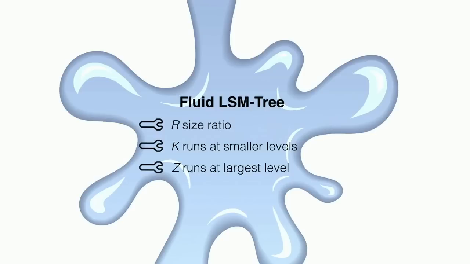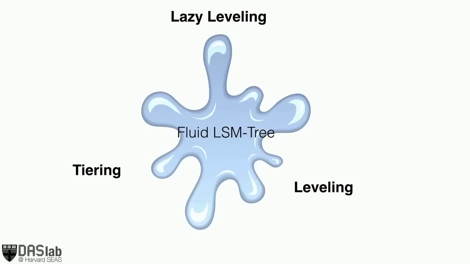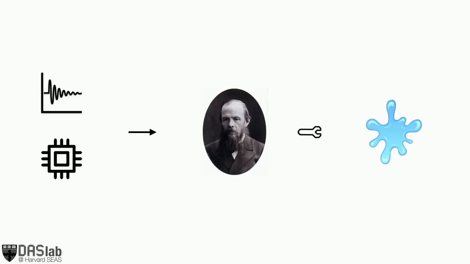All right, so overall, the fluid LSM tree has three parameters, and it allows you to assume lazy leveling, tiering, leveling, and any hybrid in between. And Dostoevsky is a system built on top that models operation costs with respect to these parameters and with respect to the proportion of different operations in the workload, and allows you to predict what worst case throughput is going to be, and thereby pick the best design for each workload.